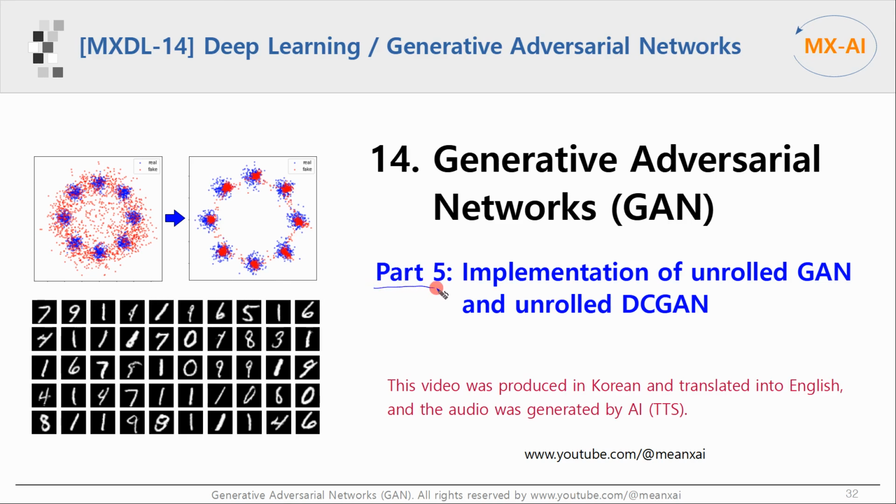This is part 5 of a series on generative adversarial networks. In this video, we will implement unrolled GAN models.